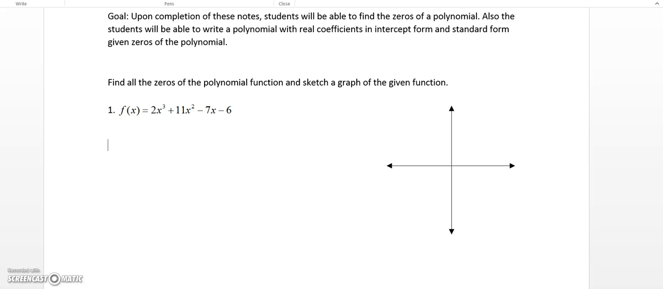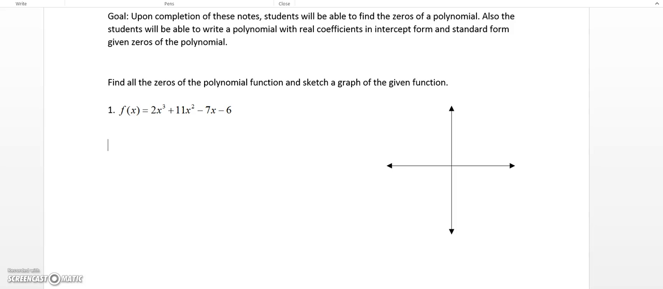All right, today's notes are again going to be on synthetic division and finding zeros of a polynomial. Goal: upon completion of these notes, students will be able to find the zeros of a polynomial. Also, the students will be able to write a polynomial with real coefficients in intercept form and standard form given the zeros of the polynomial.